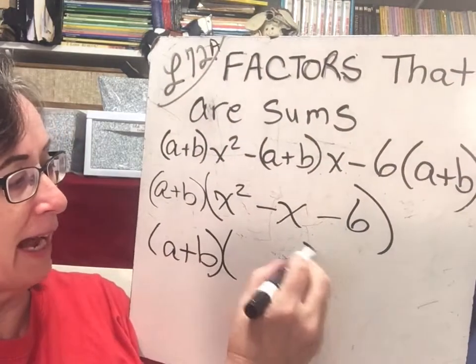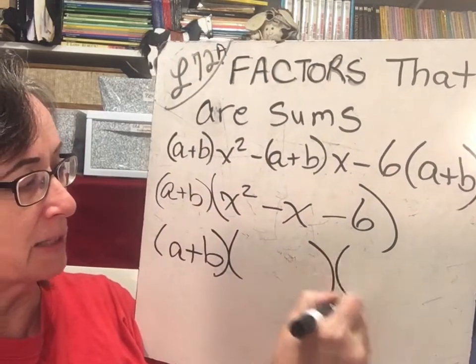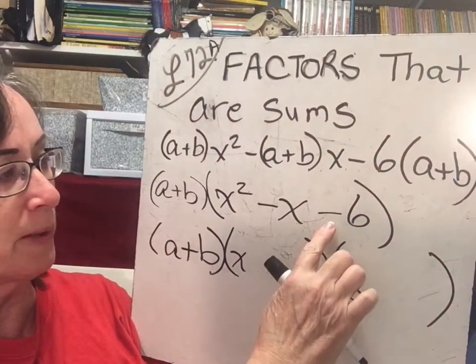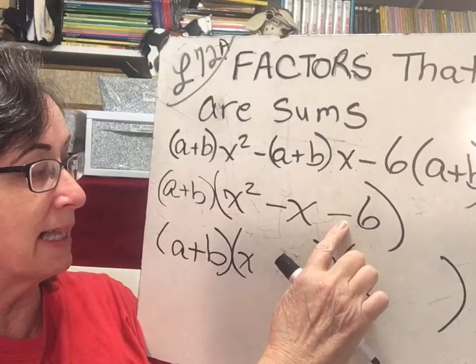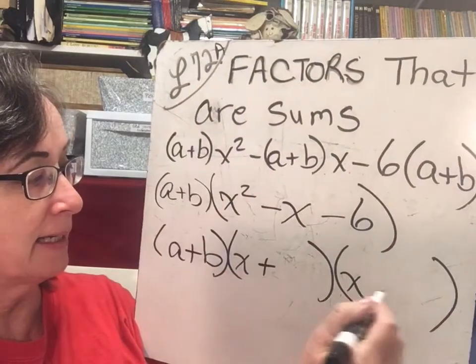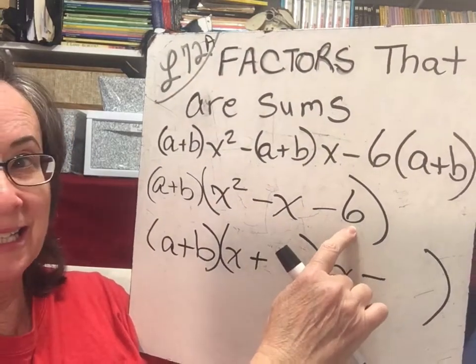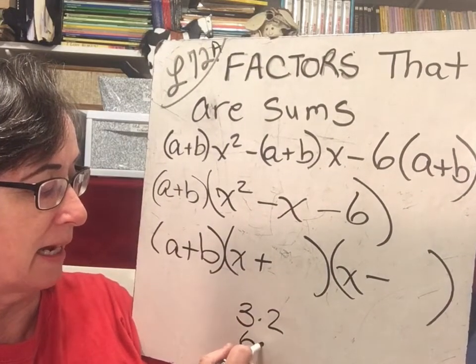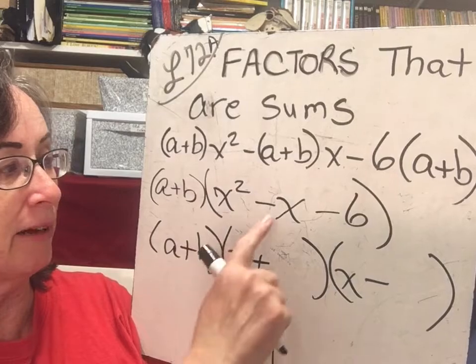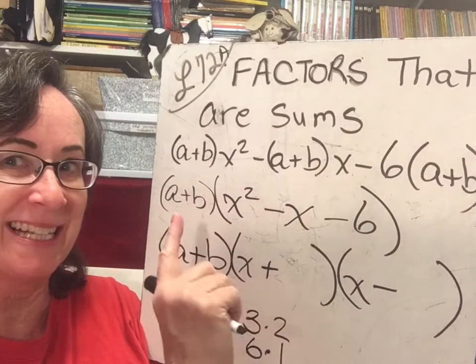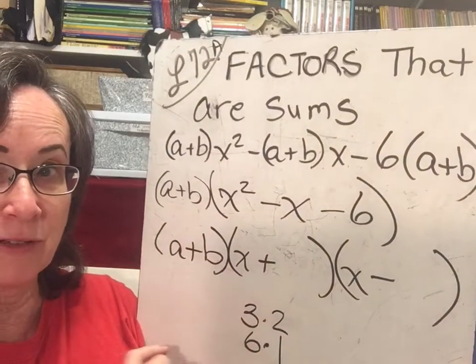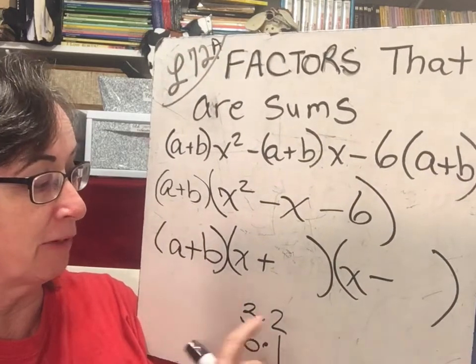We're going to factor the x squared minus x minus 6 into an x and an x. Remember, this minus here means that I have a plus and a minus. And then 6 could be 3 times 2 or 6 times 1. Since that's a minus, we're looking for a difference of 1. So 3 and 2 have a difference of 1. So I'm going to look for the 3 and the 2.